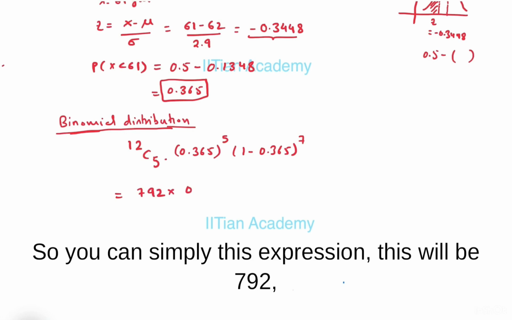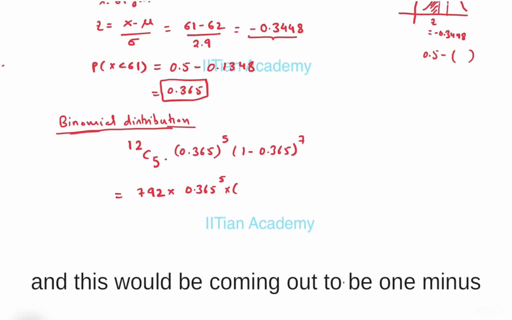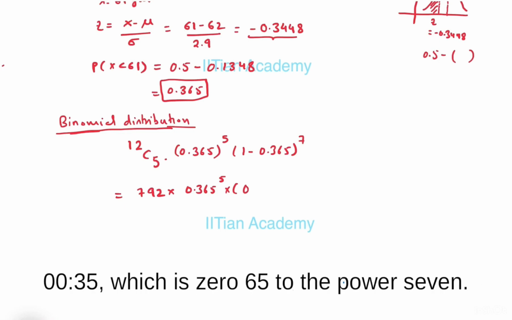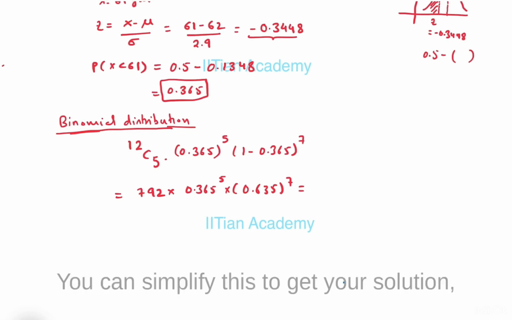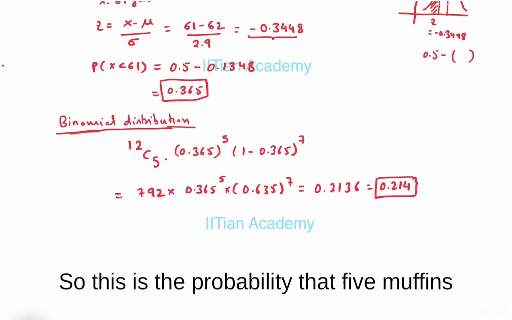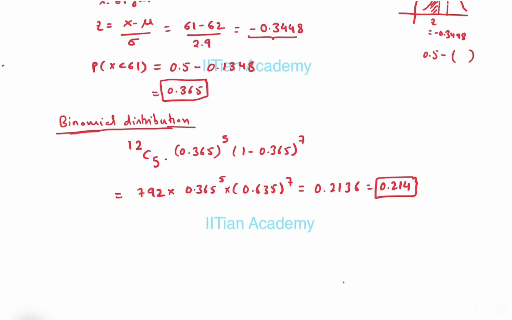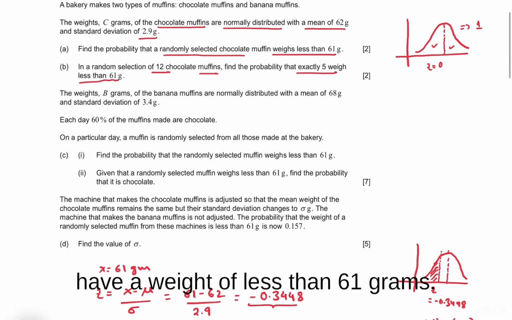This will be 792 times 0.365 raised to the power 5, and this would be 1 minus 0.365, which is 0.635, to the power 7. You can simplify this to get your solution, which will be approximately 0.2136 or 0.214. So this is the probability that 5 muffins out of the 12 randomly selected muffins will have a weight of less than 61 gram.